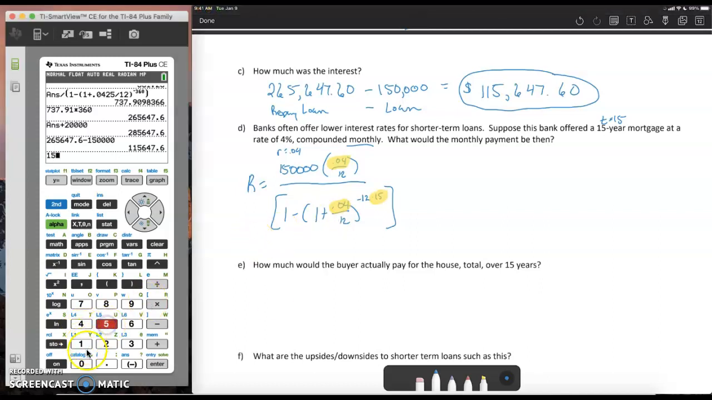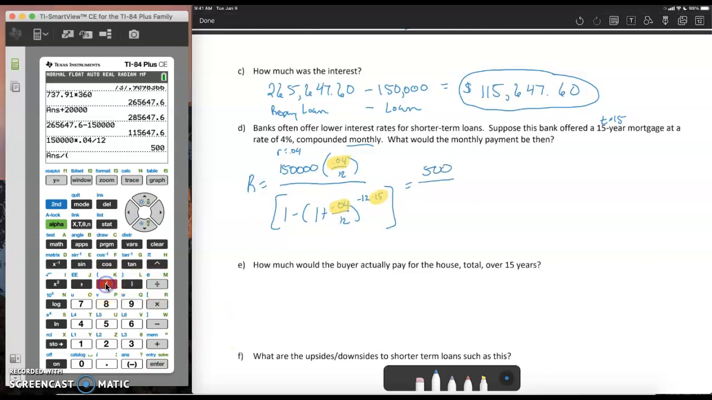So let's go ahead and calculate that out now. I'm going to do the 150,000 times 0.04 over 12. That'll be the top. So the top ends up being exactly 500 in this case, divided by, and I'm going to do the rest of this with embedded parentheses.